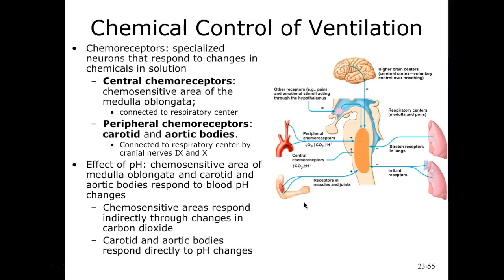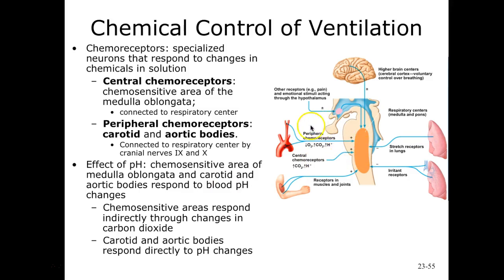So here are some of those chemical components that will affect ventilation that I mentioned. The chemoreceptors, if you didn't guess by the name, chemo is referring to chemicals. So we're looking at changes in these chemicals within a solution. Our central chemoreceptors are going to be sensitive to carbon dioxide and pH, and they give information over to our medulla here in the respiratory center there.